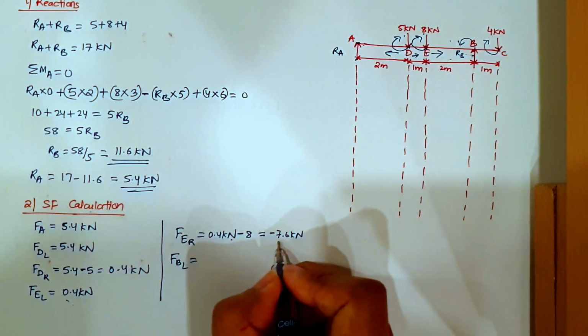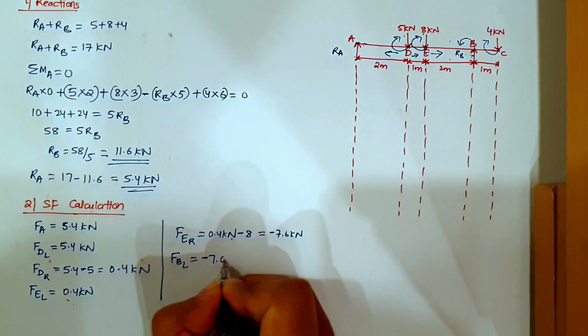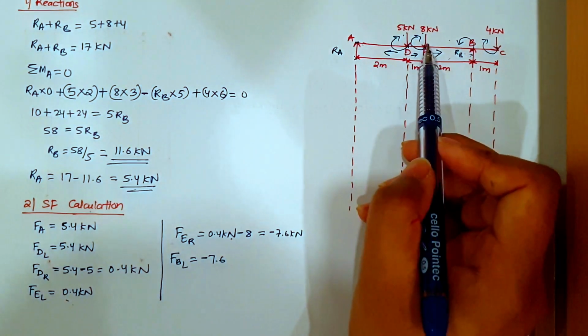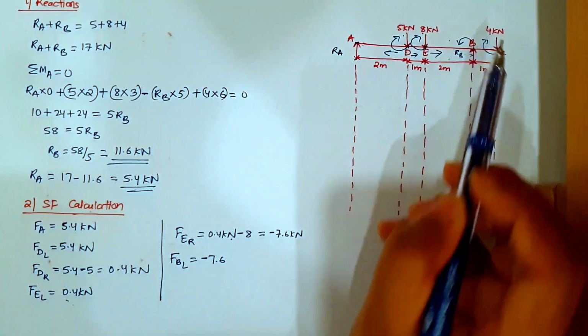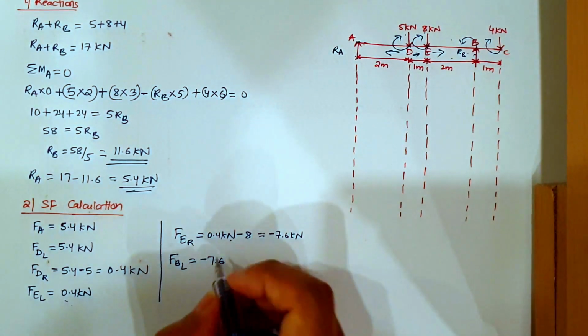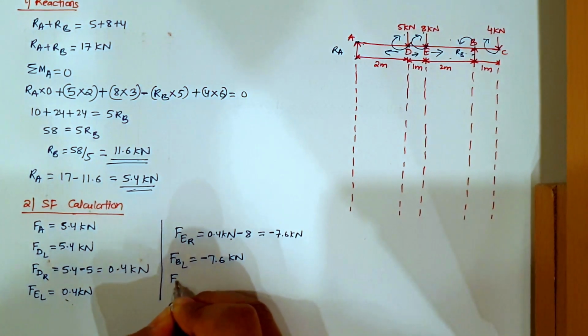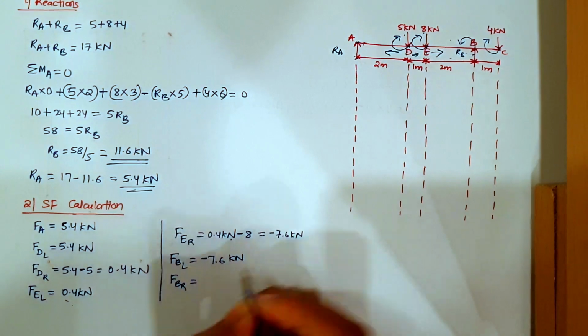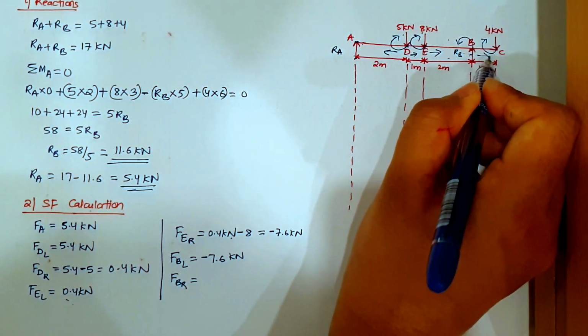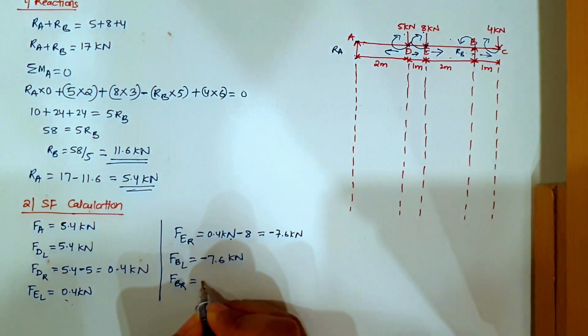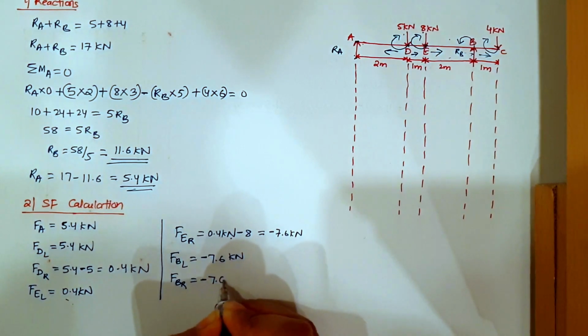Okay. Now similarly, force at B and to the left hand side of B. Left hand side of B. The last force that we got is -7.6 kilonewton. Is there any force in between E and B? There is no force, so it will remain -7.6 kilonewton only. Force at B, right hand side of B, in this direction of B. The last force that we got is -7.6.